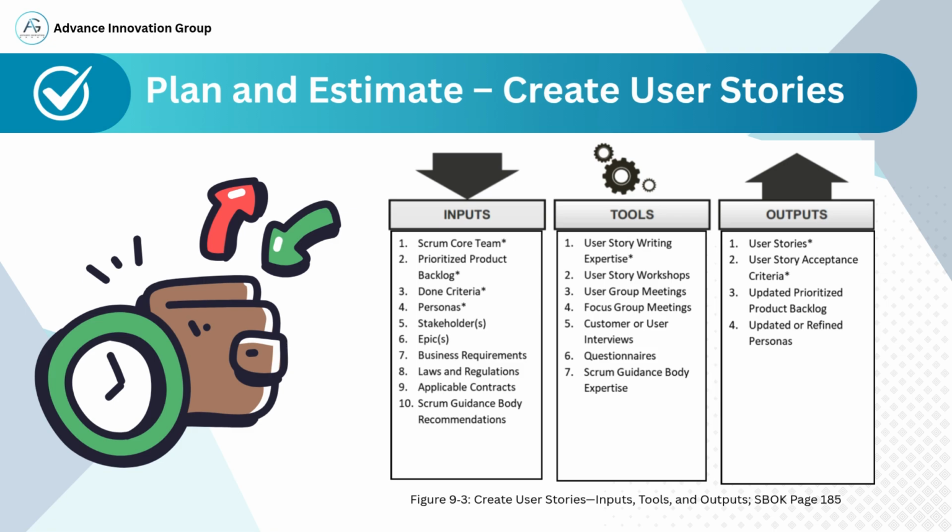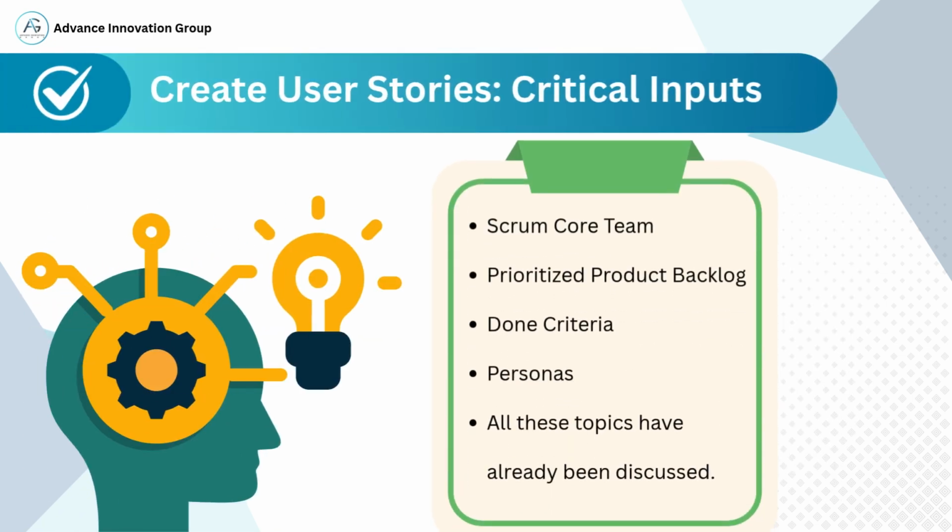This slide highlights the critical inputs required during the Create User Stories process in Scrum. These inputs are essential to ensure that user stories are well-structured, relevant, and aligned with stakeholder expectations. Let's go over each input briefly, although all of these have already been discussed in detail earlier.